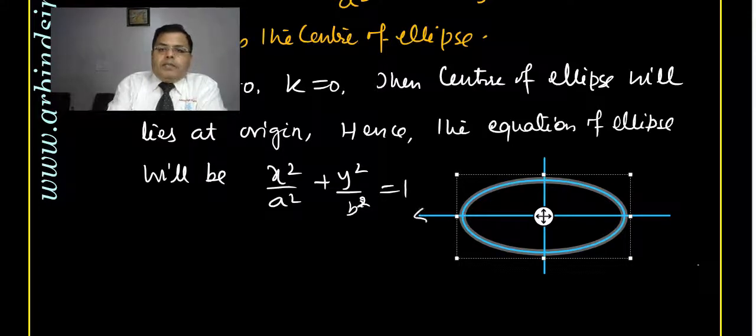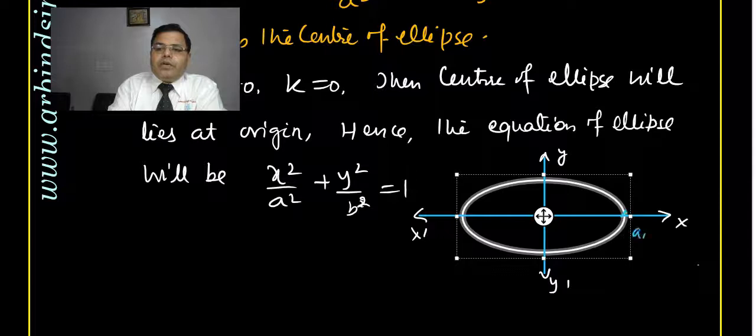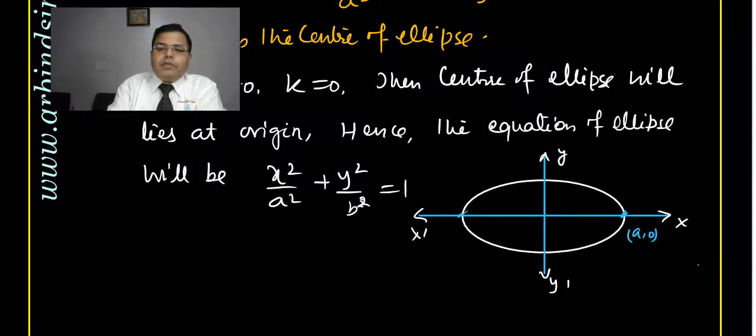This one is the x axis, x dash. This one is y, and this one is y dash. This point is a comma 0. This point is minus a comma 0, this is 0 comma b, and this point is 0 comma minus b. How to get this? It is simple: a dash, and b dash.